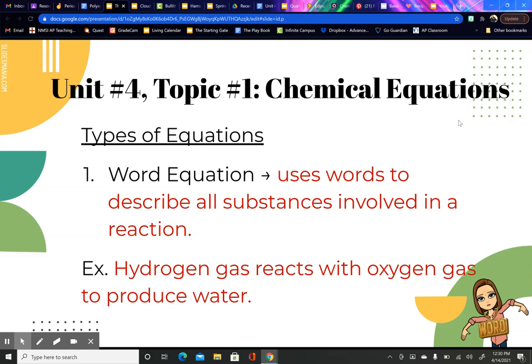So this doesn't tell me a lot. It really just tells me a sentence, but it's not very specific. It doesn't tell me how many atoms there are. I don't know what the formulas for all the substances are. I don't know what state of matter they exist in. All I know is kind of the gist of it. Here's what's happening, so I'm just going to put it in words.